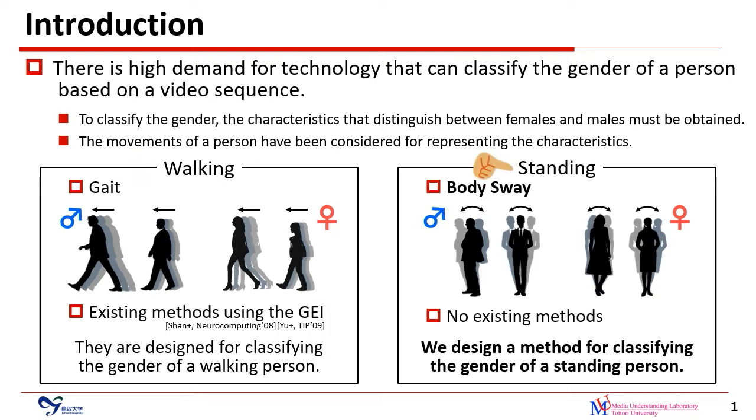In contrast, body sway can be observed from a standing person. To the best of our knowledge, there are no existing methods for gender classification based on body sway. Therefore, we design a method for classifying the gender of a standing person.